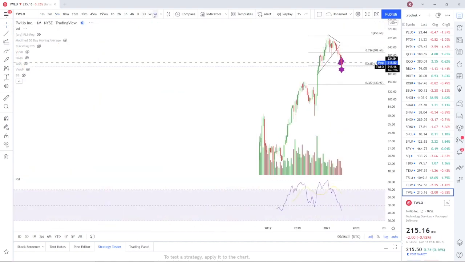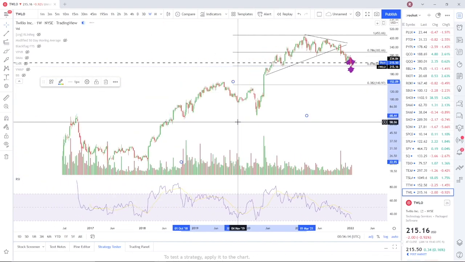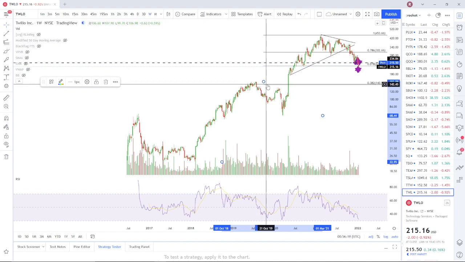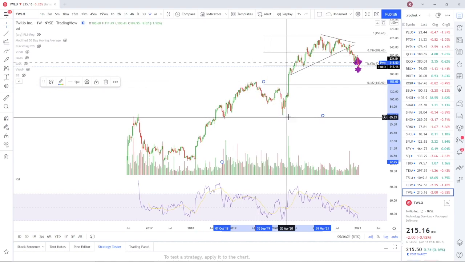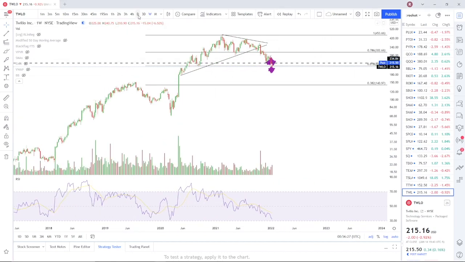And this is me measuring Twilio on a long-term time frame. I'm measuring it all the way from all-time low to 2019 highs to COVID lows. Okay, so it's a good area for me. I'm eyeing it to see if it holds.